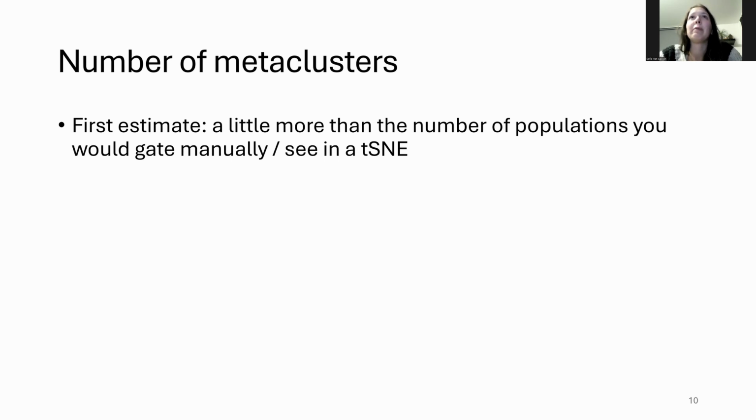Overall, if we look at actual numbers, I would even go up to 1.5 times the number of populations you're actually expecting. So if you're expecting 10 populations you would gate manually, maybe go for 15 meta clusters. If you're expecting 20, maybe go for 30 metaclusters and so on.